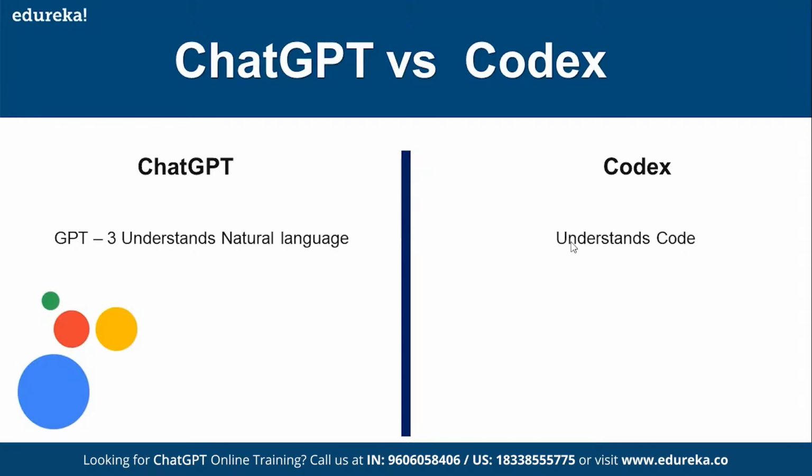Codex means it is going to understand code. We need to pass the code and get the corresponding response. Basically, this is the programming kind of view. So that's the main difference between ChatGPT and Codex.